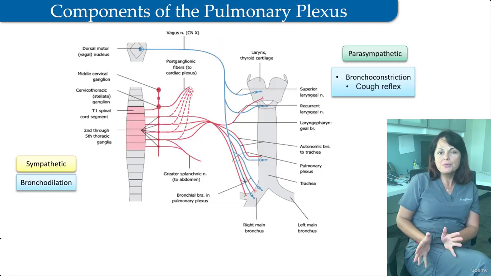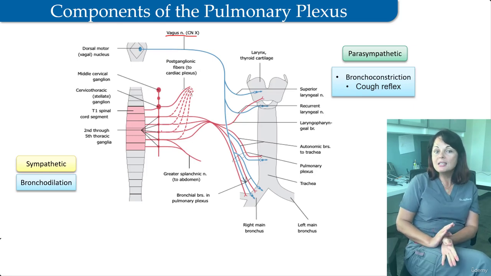And what nerves make this plexus? The parasympathetic component of the pulmonary plexus is formed by pulmonary branches of the vagus nerve. The left plexus also receives branches from the left recurrent laryngeal nerve.